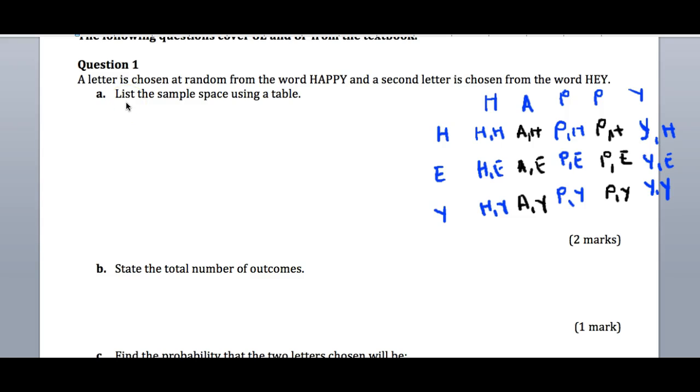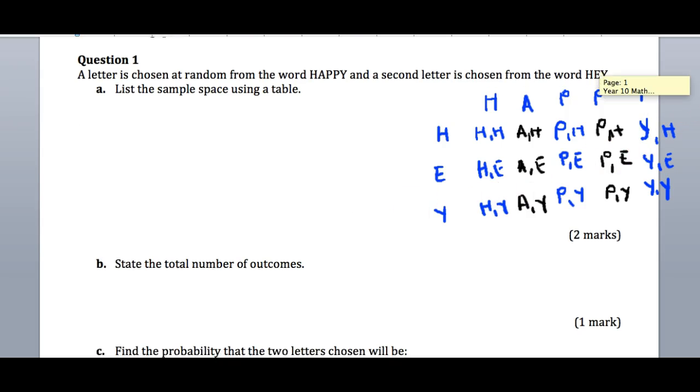Okay, so list the total number of outcomes. Remember you can just multiply the number of letters in each word. So 1, 2, 3, 4, 5 times 3 is 15. So total number of outcomes is 15. Let's scroll down.